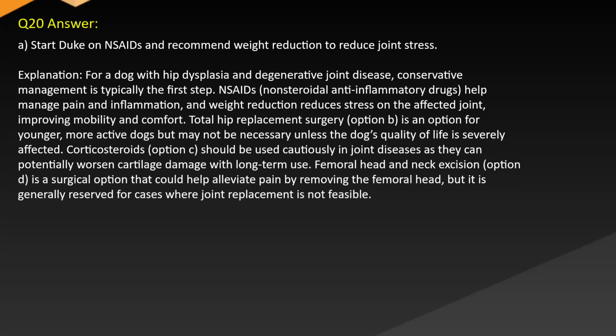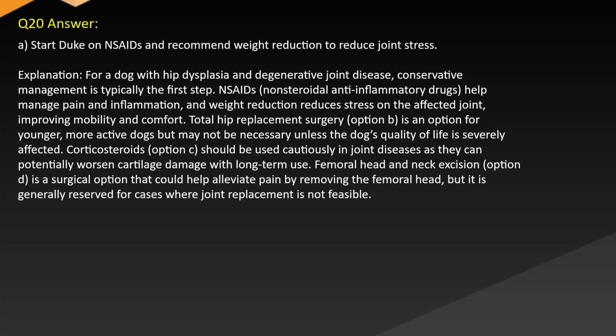Answer A. Start Duke on NSAIDs and recommend weight reduction to reduce joint stress. Explanation. For a dog with hip dysplasia and degenerative joint disease, conservative management is typically the first step. NSAIDs, non-steroidal anti-inflammatory drugs, help manage pain and inflammation, and weight reduction reduces stress on the affected joint, improving mobility and comfort.